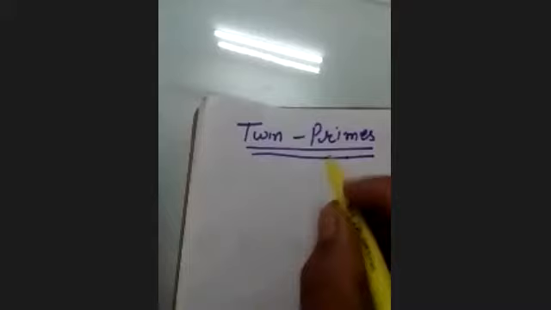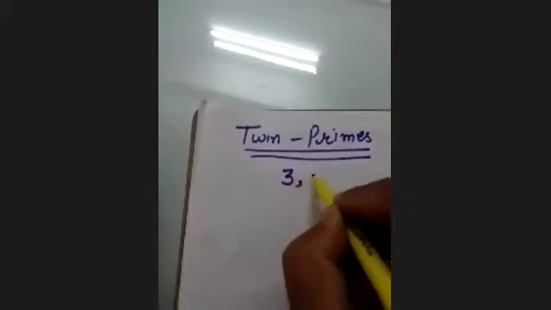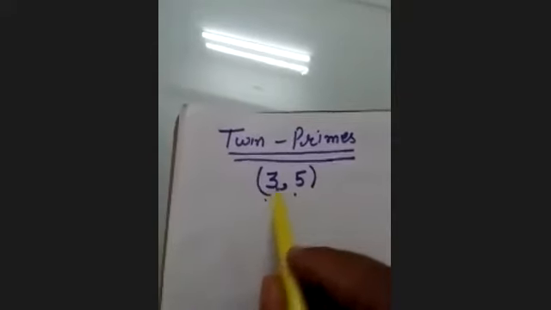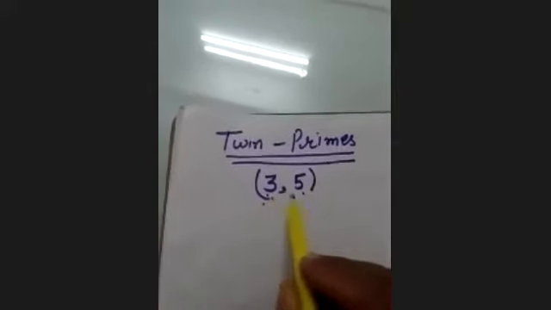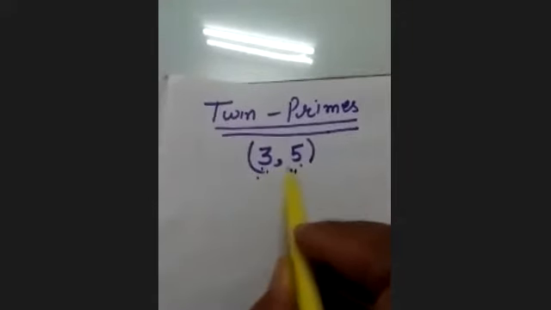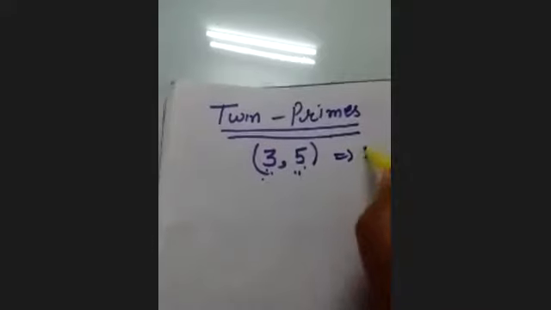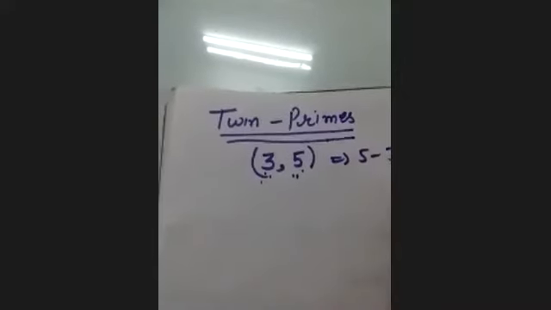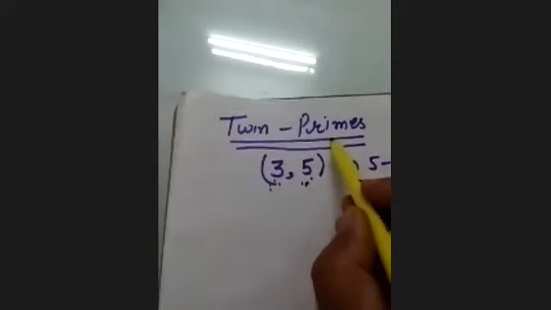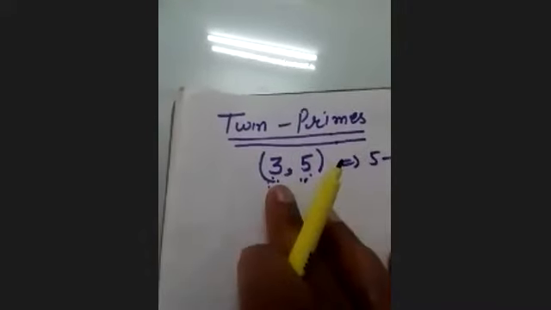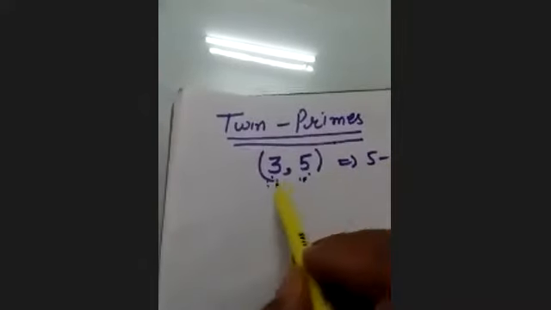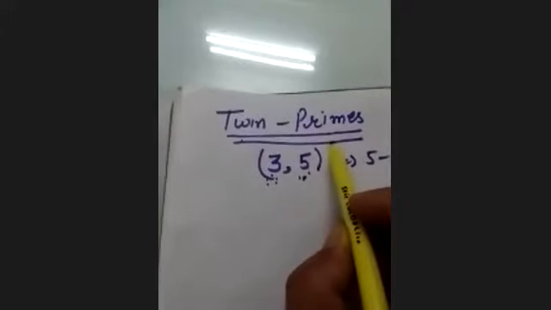For example, 3 and 5. 3 and 5 both are prime numbers. And what is the difference? 5 minus 3 is 2. So 3 and 5 are twin primes. Two prime numbers having difference 2 are twin primes.